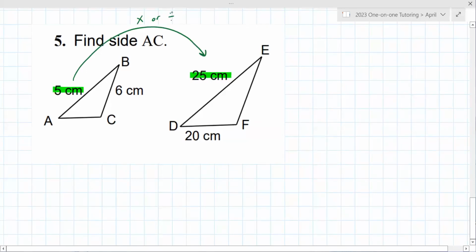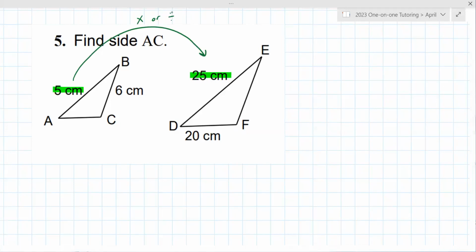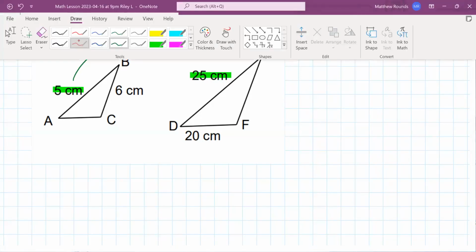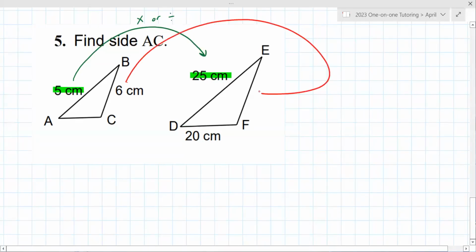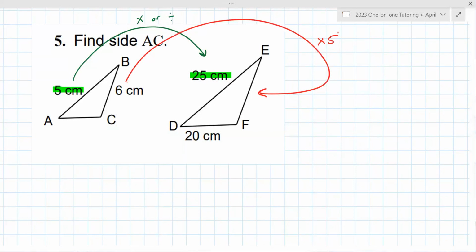Okay, so that's where you got to be real fast with multiplication and division tables. 5 times what gets you to 25? 5. Okay, so here you're multiplying by 5. So similarly, if you wanted to go from 6 to this side over here, you will also be multiplying by 5. So what would that be? 6 times 5. Yes.